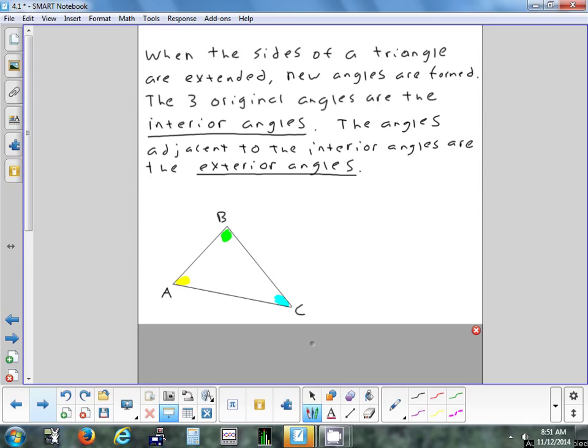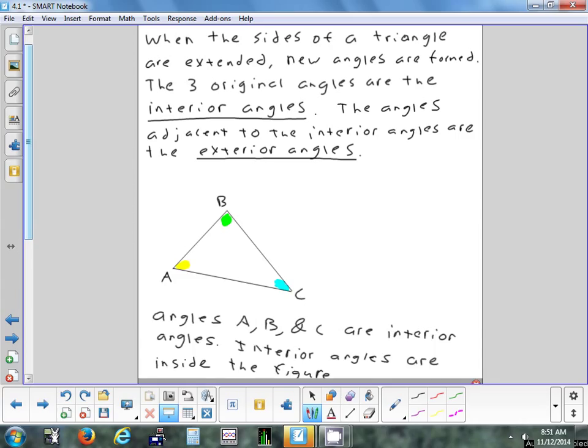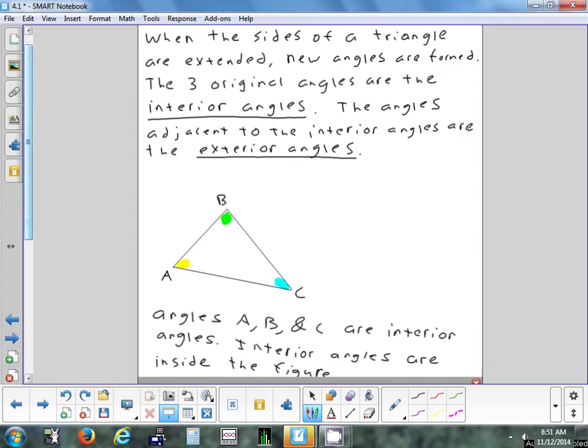Okay, when you take all of these sides and extend just one end of them, don't extend both ends, just one end, we get to form a new kind of angle. That's called an exterior angle. Exterior angles are going to be outside the figure. Interior angles are going to be inside the figure. Does everybody have the top part up to interior angles? Okay.